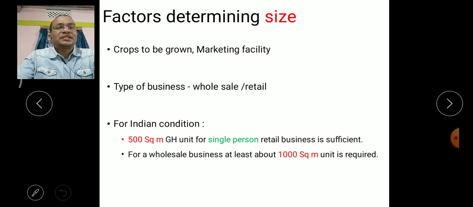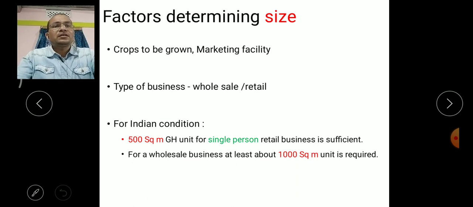And market facility: whether a market is available near this structure or not. Your structure will depend on this. If a wholesale market or big market is there, you always go for the bigger construction. If your selling is very low, or there is no heavy market nearby, you should not go for the bigger construction.